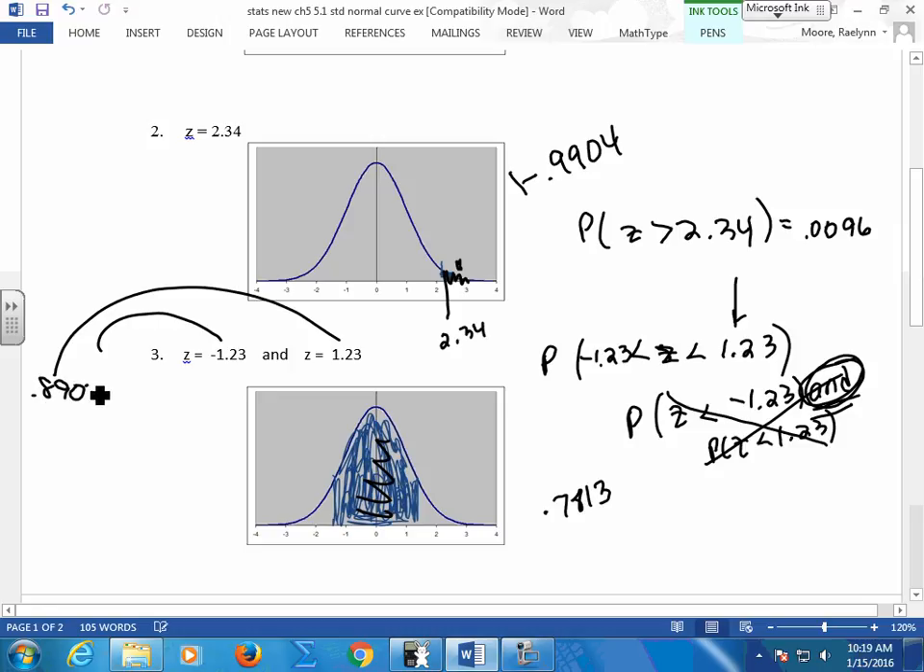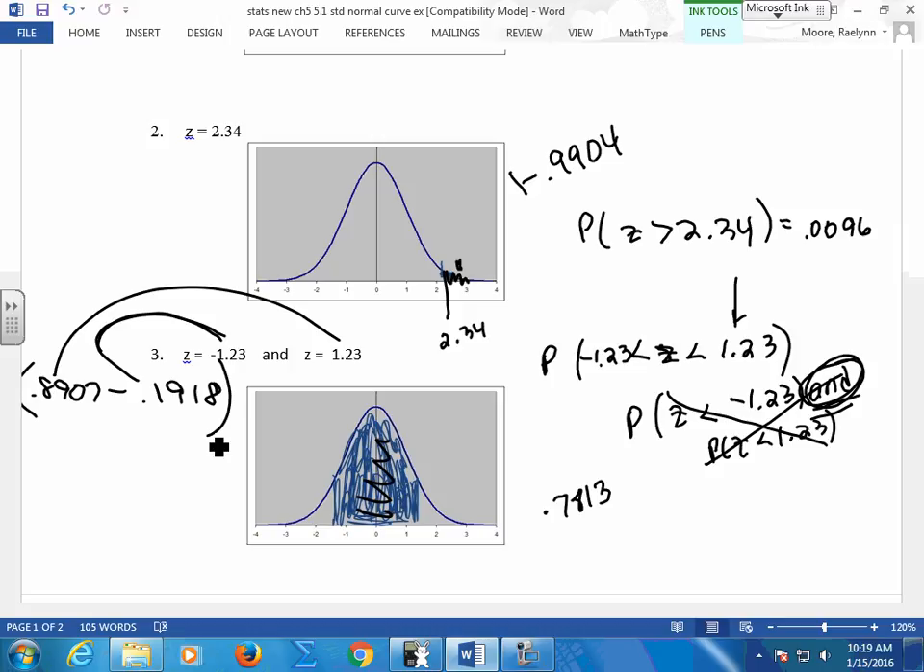0.8907. Thank you. And then I found the total area of negative 1.23, which is? 1.1918. Okay, and what did you do to those two? Subtracted them. So we find the area of one, and we subtract out the area of the smaller one. Good. Area is never negative. Area has to be measured in a positive value. So you always have to subtract the smaller from the larger. Good.